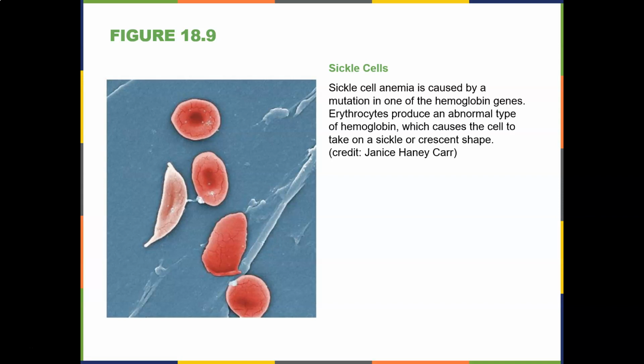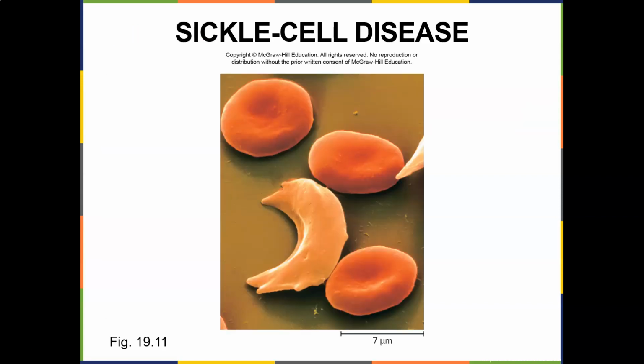Okay. And sickle cell anemia is caused by a mutation in one of the hemoglobin genes. Erythrocytes produce an abnormal type of hemoglobin which causes the cell to take on this sickle shape. Now this is very prominent in African Americans, and you can see that this sickle shape can cause issues because they can get trapped in the blood vessels.